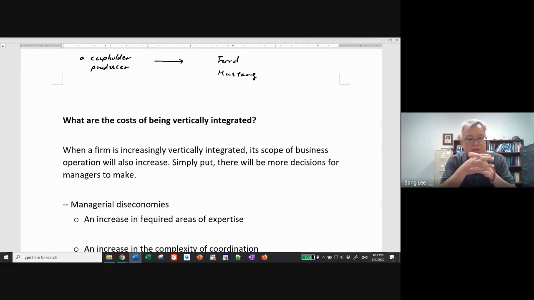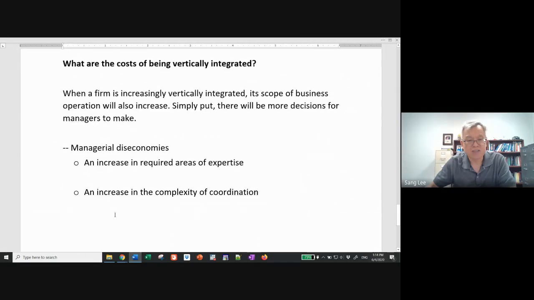Now, what are the costs of being vertically integrated? The downside of a firm being vertically integrated is what? When a firm is increasingly vertically integrated, the scope of its business operation will also increase. Simply put, there will be more decisions for managers to make because there are more and more divisions as the supply chain expands, either toward downstream or toward upstream or both. So the costs are summarized here in two ways.